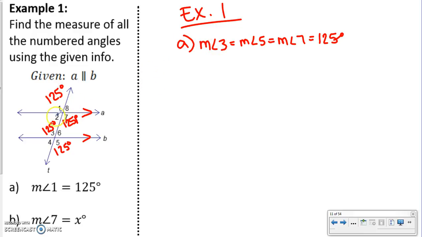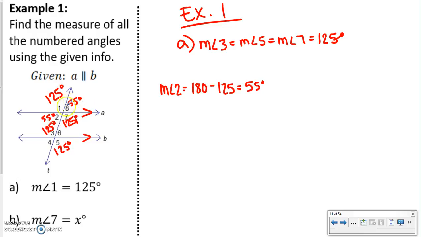All right, well now we have to find 2, 4, 6, and 8. Well, 2 and 3 are consecutive interior angles, so to find the measure of angle 2, we know that these lines are parallel, so consecutive interior angles are going to be supplementary. So to get the measure of angle 2, I'm going to take 180 minus the 125, which is going to be 55 degrees. So measure of angle 2 is 55 degrees. Well, 2 and 8 are vertical angles, so then I know angle 8 is also 55 degrees.